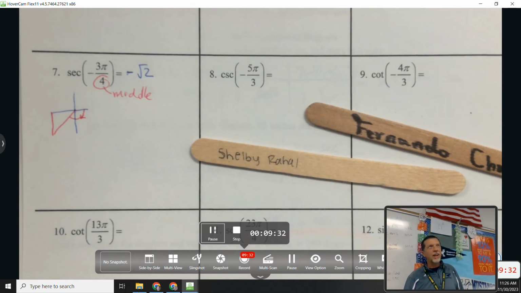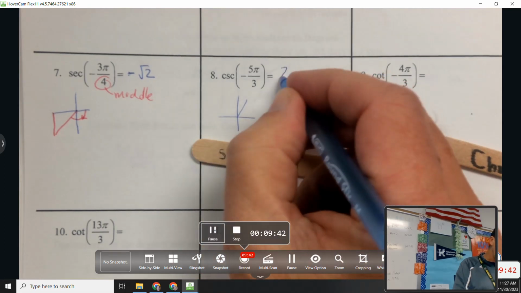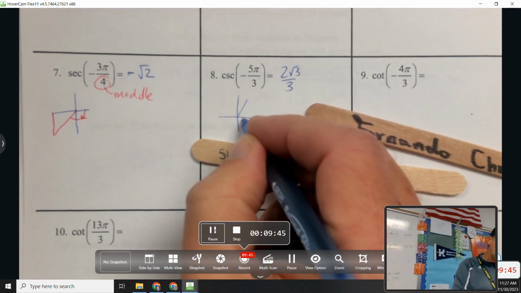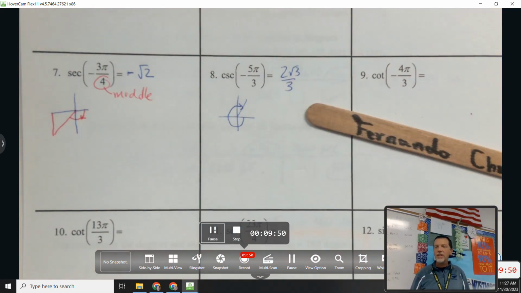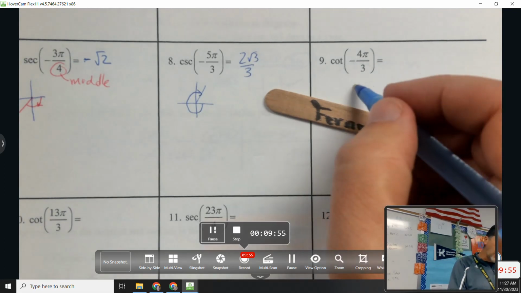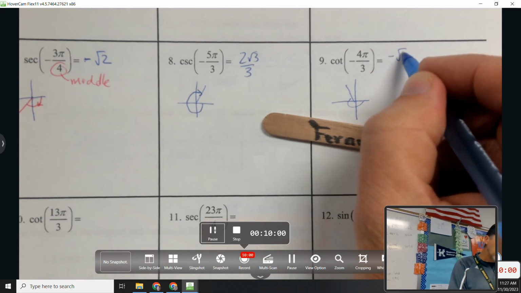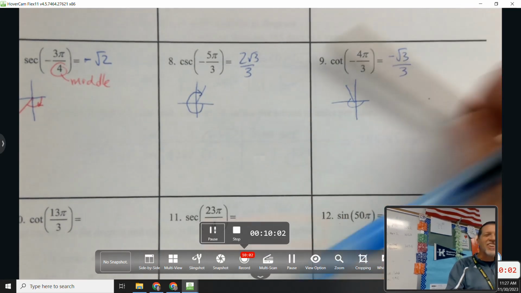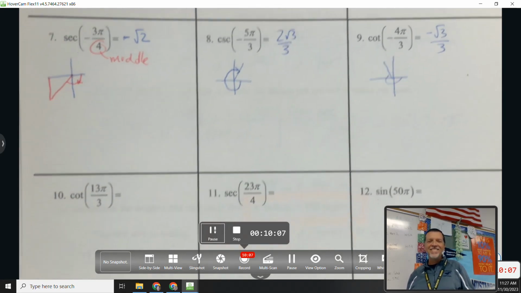So it's negative root 2 over 2. You flip it over, you fix it, you end up with negative root 2. Shelby, how about the cosecant of negative 5 pi over 3? Yes. So you back all the way up into the first quadrant. You flip the sine, you fix it. Good. Fernando, how about number 9, the cotangent of negative 4 pi over 3? Negative square root of 3 over 3. That's what you meant to say. Yes. All right, 3 more.